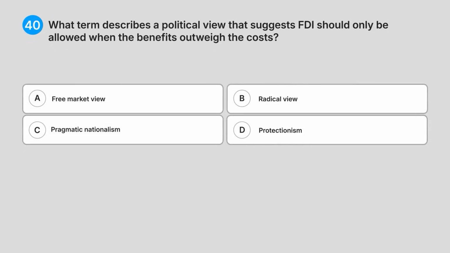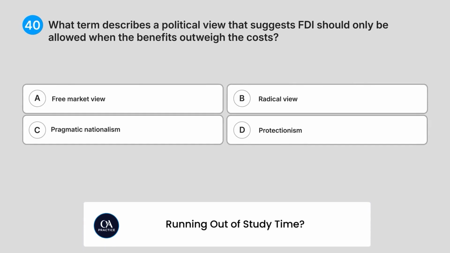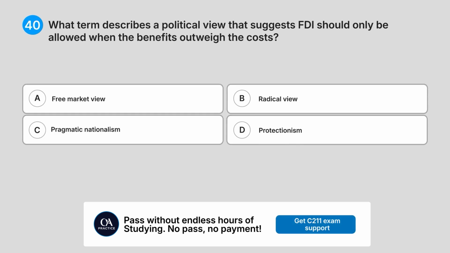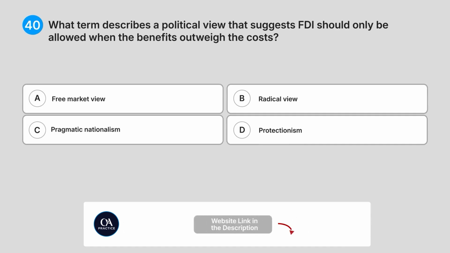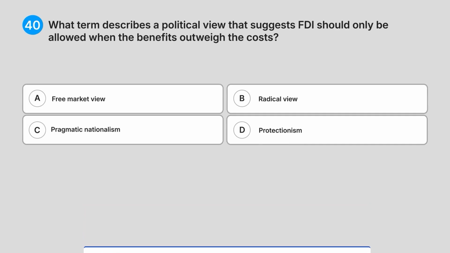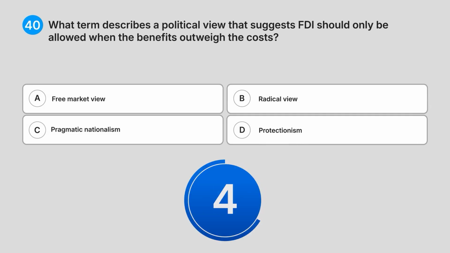40. What term describes a political view that suggests FDI should only be allowed when the benefits outweigh the costs? A. Free market view. B. Radical view. C. Pragmatic nationalism. D. Protectionism. Do you know the answer?